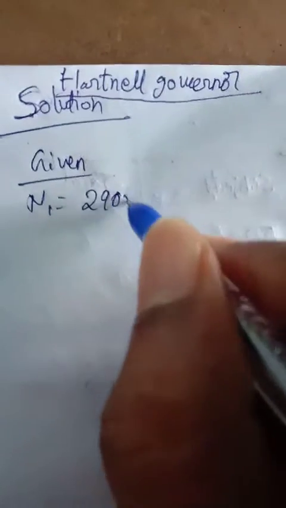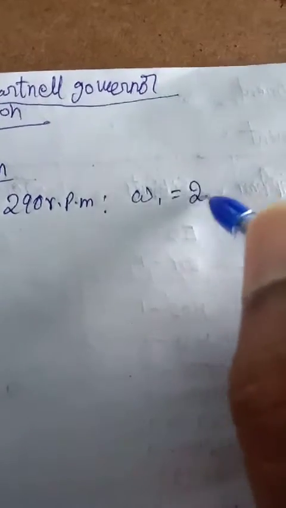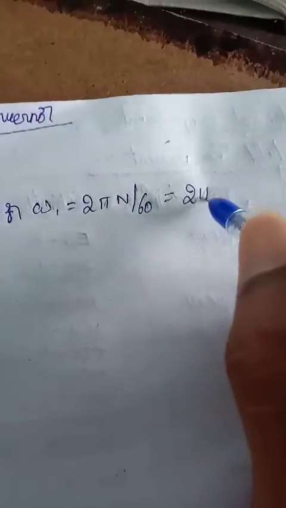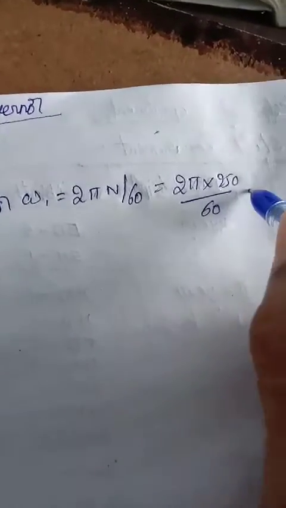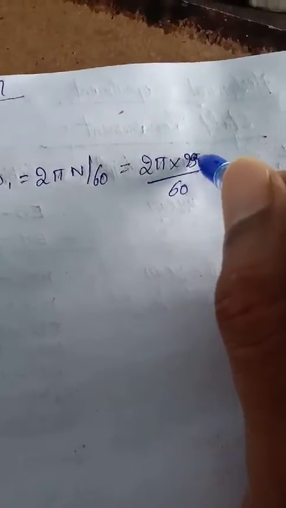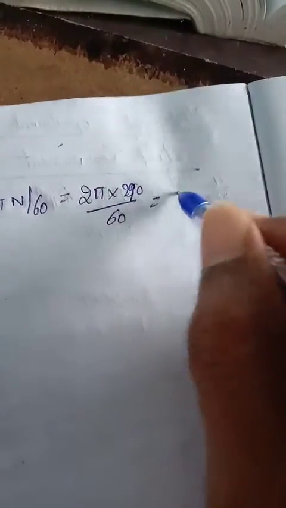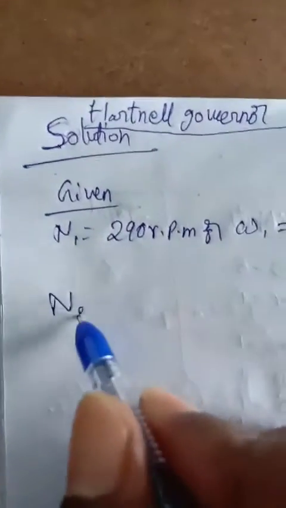Hartnell governor. So given data, N1 is equal to 290 rpm. That angular velocity omega is equal to 2 pi N by 60. So 2 into pi into 290 divided by 60, the answer is 30.4 radians per second. And now N2 is equal to 310 is given.